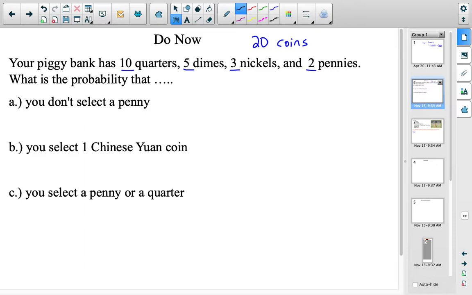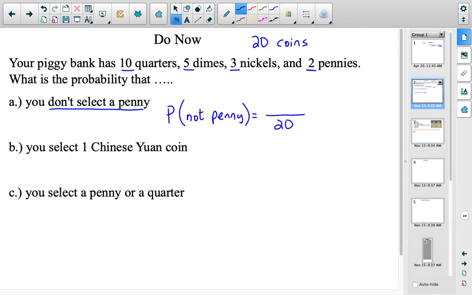And again, if you'd like to hit pause and just try this on your own really quick, that'd be great. So what's the probability that you don't select a penny? So the probability, you could just say it, of not a penny. Well, remember, my denominator is going to be, I've got 20 coins. What's the probability that I reach in there and I don't grab a penny?